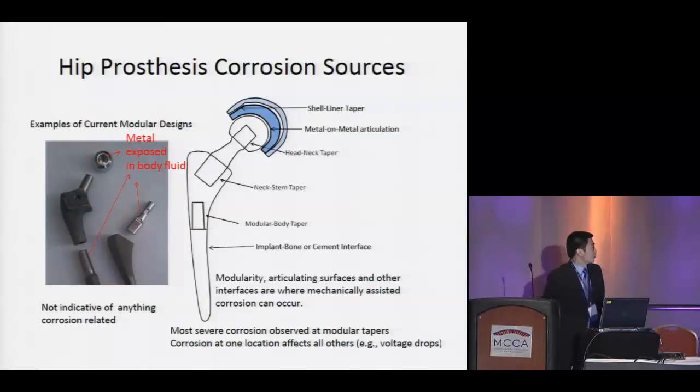And first, the background. As we all know, hip implants have been widely used for many years. However, because of metal exposed in body fluid, corrosion has always been a big concern for this device. And nowadays, because of the popularity of modular design, many severe corrosion cases have been observed at the modular tapers. And fretting corrosion has caused many failures of this kind of device.